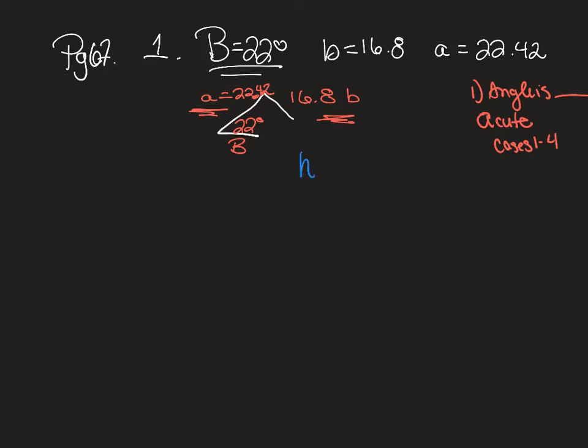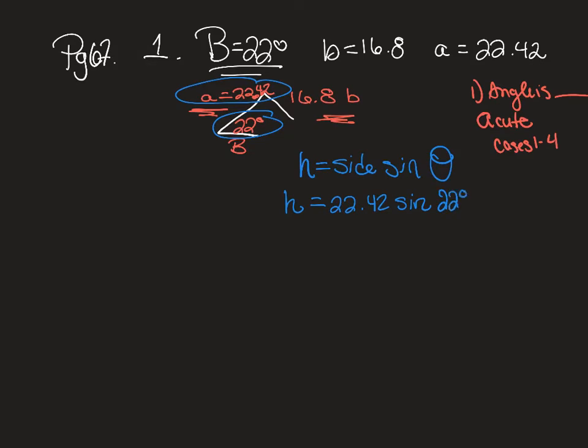So let's find our height. Our height is always going to be side, sine, our angle. So side, sine the angle. So my height is going to equal 22.42 sine 22 degrees. Just type that in your calculator. You're going to get that your height equals 8.3986. So that's that minimum distance right here. This is the absolute minimum distance I could be.